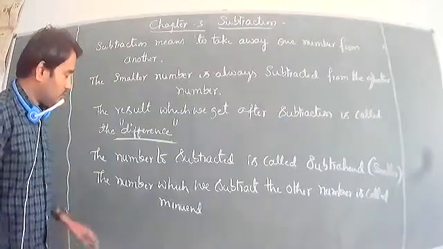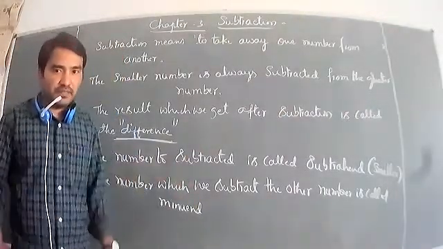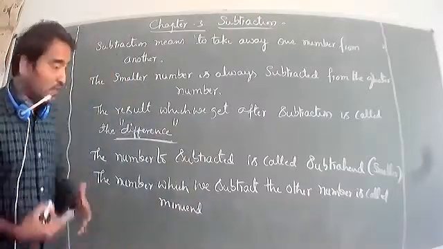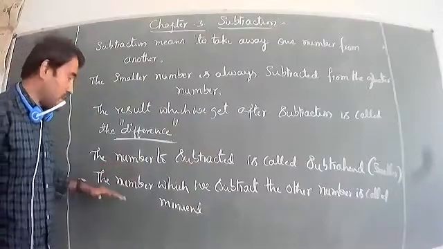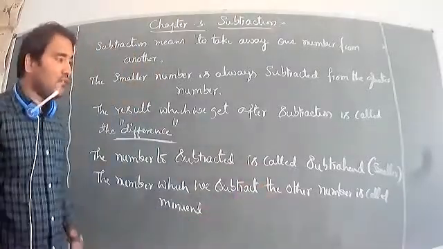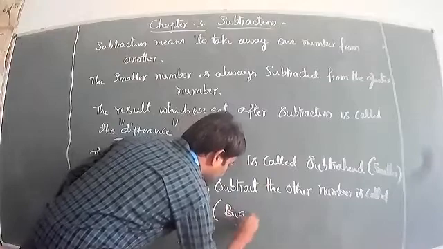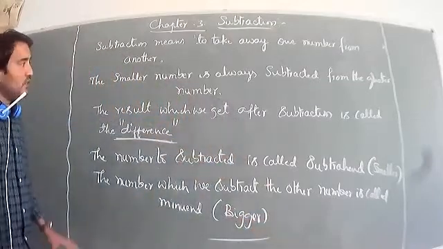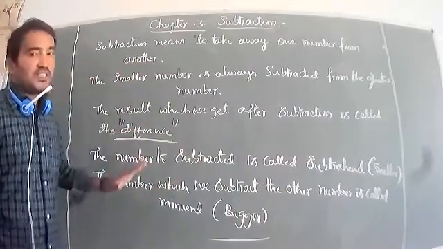Now, the number from which we subtract the other number is called the minuend. So it is bigger. Keep this in mind. These points are very important. Write these points in your classwork notebook.